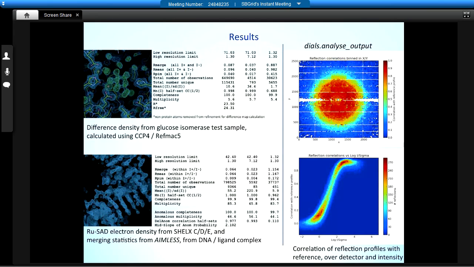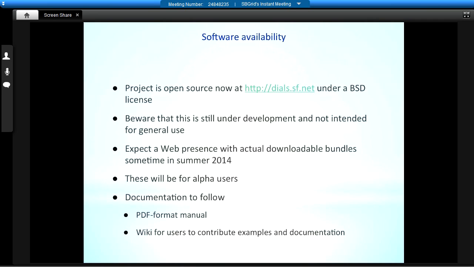And this is another way of plotting it. The sigmoidal shape just tells us that at high intensities, there's a higher correlation with the model. And I think that's exactly what you would expect. So that's where we are on DIALS at present.